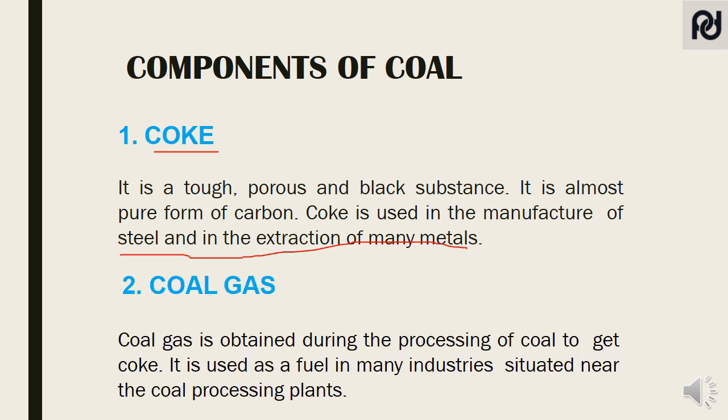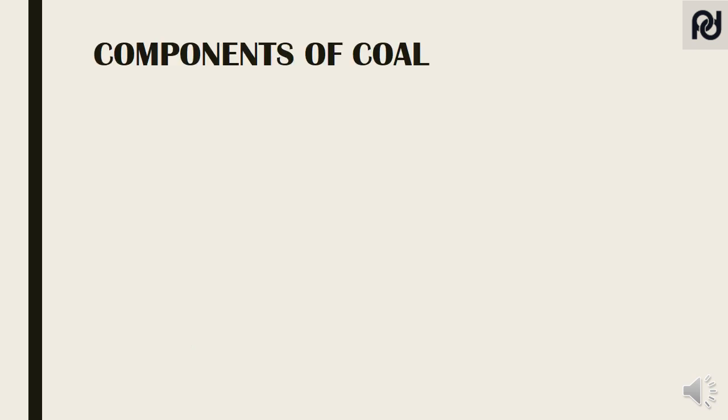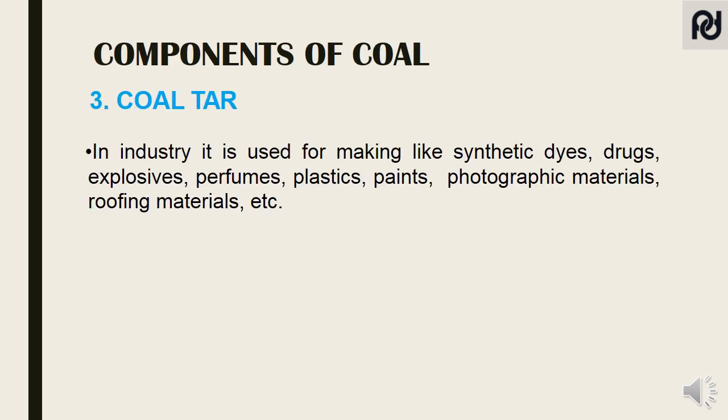Component number 2, coal gas, the one which we were getting at last, the gas, right? Now coal gas is obtained during the processing of coal to get coke. It is used as a fuel in many industries which are located near the coal processing plants. And the third component that we got was coal tar. In industries, it is used for making various things like synthetic dyes, drugs, explosives, perfumes, plastics, paints, photographic materials, roofing materials, and so on.